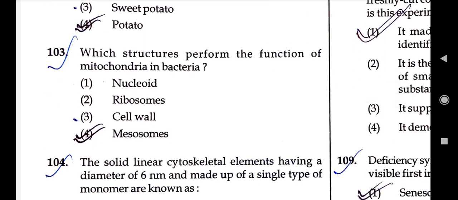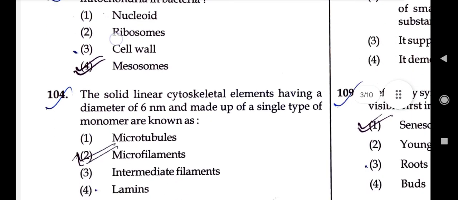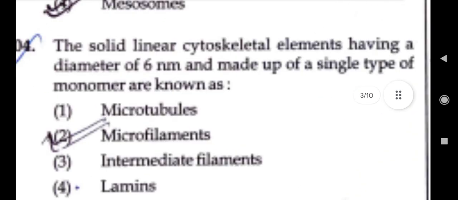Question number 103, which structures perform the function of mitochondria in bacteria? See how easy this question is. Mesosome is the correct answer, option 4. Option 1, nucleoid, wrong. Ribosomes, wrong. Option 3, cell wall, this is also wrong. So option 4 is the correct option, mesosome, students. Okay.